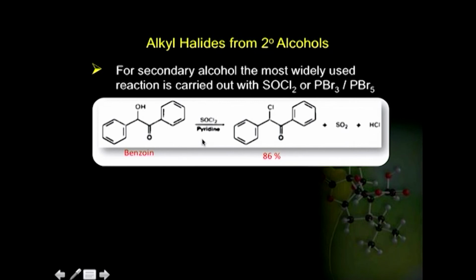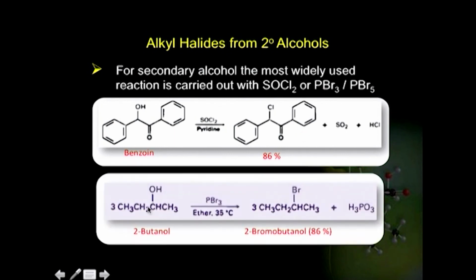In case of secondary alcohols, the most widely used reaction is carried out with SOCl2 or PBr3 or PBr5. That itself shows that the reaction takes place under little rigorous conditions, because SOCl2 and the phosphorus tri and pentabromides are very good reagents which are able to displace this hydroxy group and give us the halogenated product. Similarly, we have another example. 2-butanol reacts with phosphorus tribromide to give us 2-bromobutane, which is obtained in good yields.